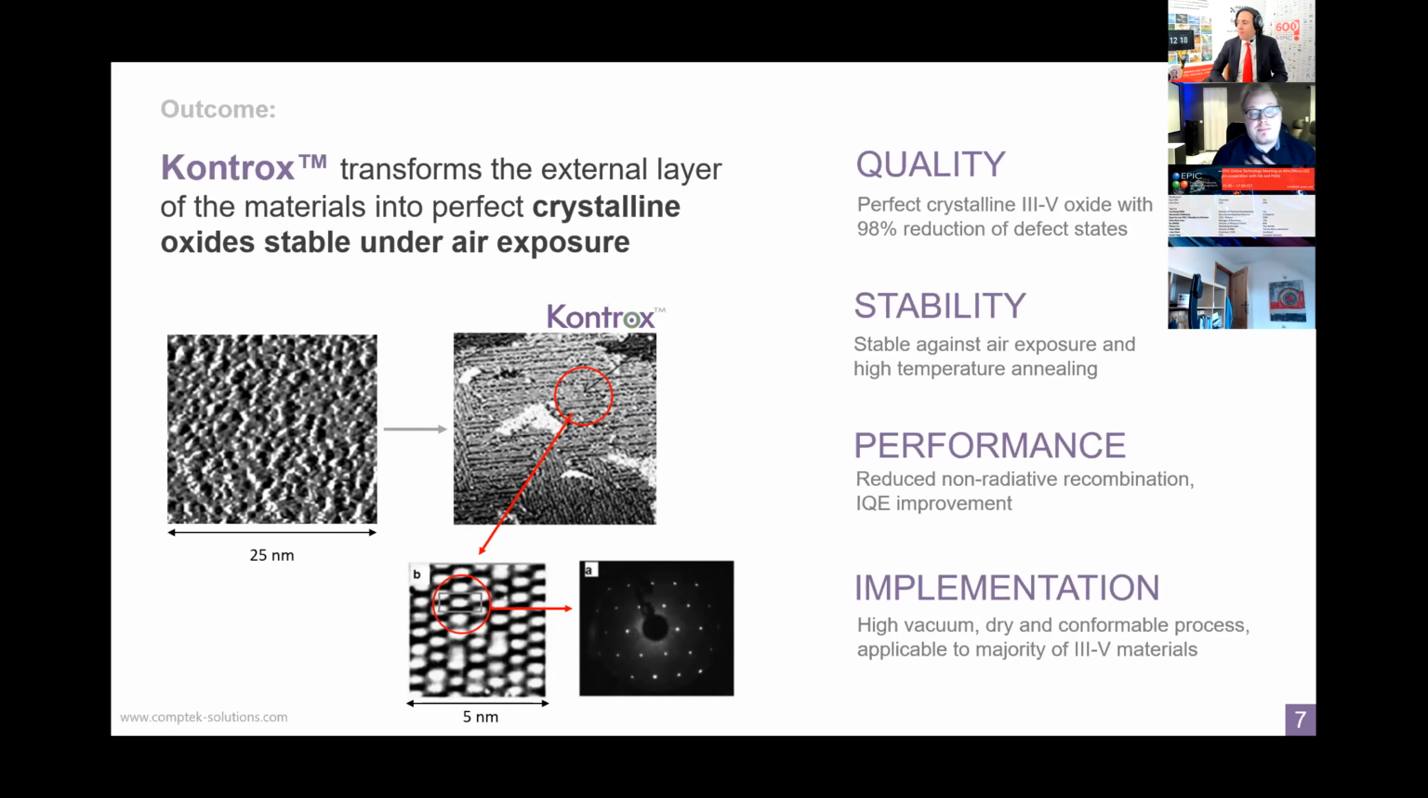So here are some pictures. On the left hand side, there is a picture of a native oxide on top of a 3-5 semiconductor. It looks rough and amorphous, and after our process we can create, at atomic level, a very ordered crystalline oxide with good properties.